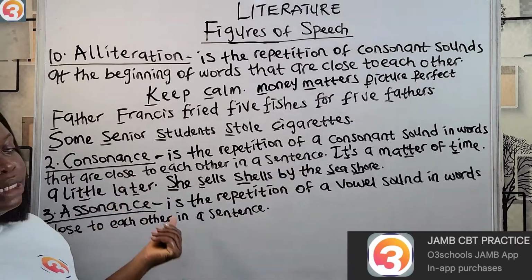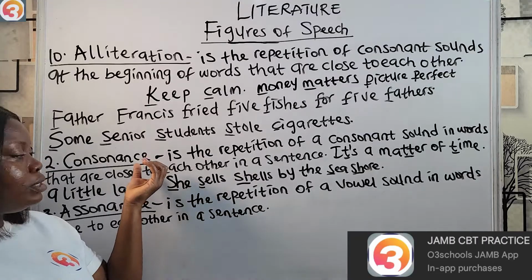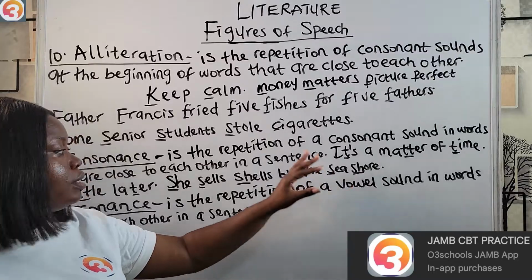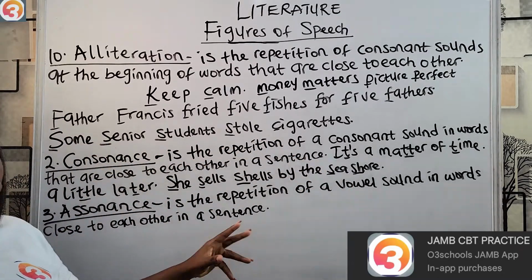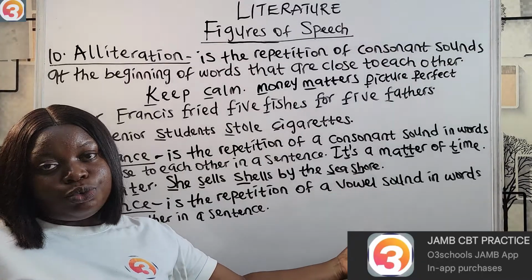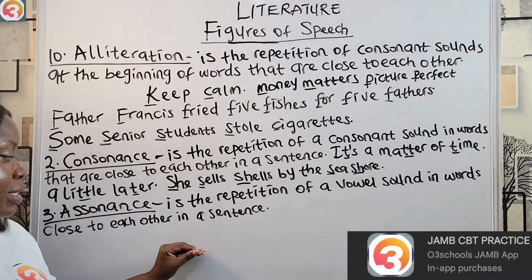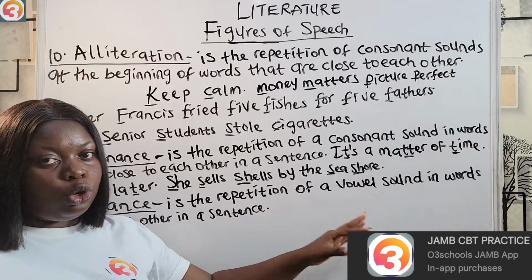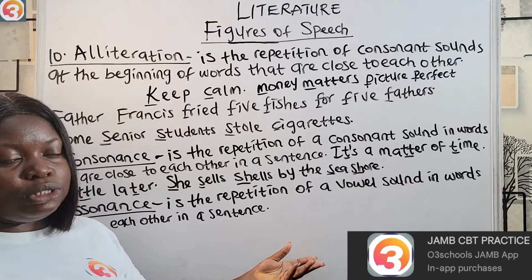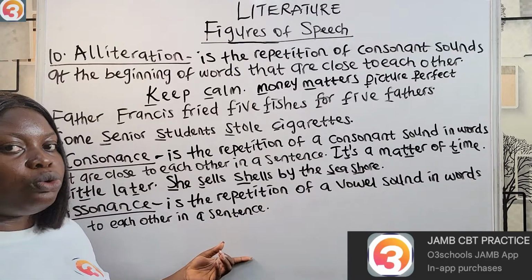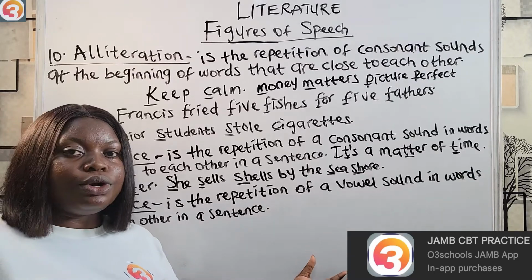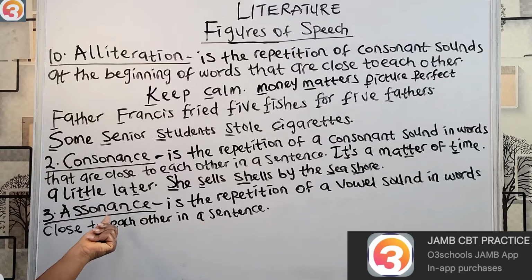So assonance and consonance are similar. Consonance is repetition of consonant sound. Assonance is repetition of vowel sounds. Same way, it doesn't matter. The vowel sound could be at the beginning of the word, it could be at the middle of the word, or it could be at the end of the word. As long as the same vowel sound is repeated in words that are close to each other. Take note, the words should be close to each other. Not like you have four words in between and then you say, oh, alliteration or consonance. No, they should be close to each other, either next to each other or maybe a word in between. You can still classify it as assonance.